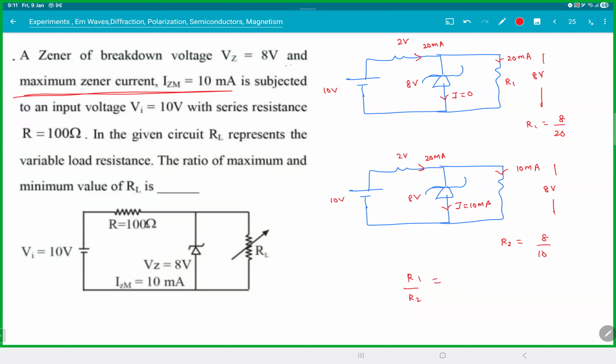Clear with this? There is a catch in this kind of questions. So a Zener diode will maintain a constant voltage. It can take any amount of current, but will maintain the voltage. So the 2 volt is getting 20 milliampere. So Zener will take 10. Remaining current has to go through RL. And because both are in parallel, the voltage will maintain 8. So I know the current, I know the voltage. Get the resistance. Clear with the question?